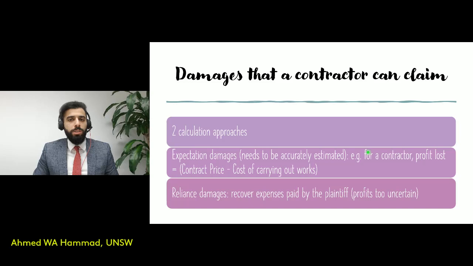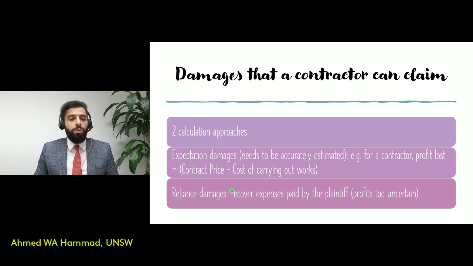There are two calculation approaches. Approach number one is what is referred to as expectation damages. This is when the contractor can accurately estimate the profits that they should have made, but they lost out on that opportunity because the principal had cancelled the contract. The way you'd calculate the damages in this case would be contract price minus the cost of carrying out the works. The second approach is based on reliance damages, and that's where the expenses that have been paid by the plaintiff is what the plaintiff would receive.